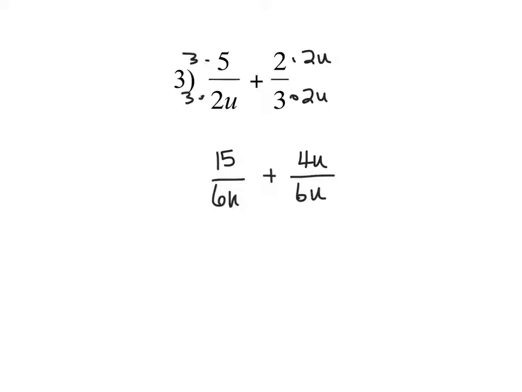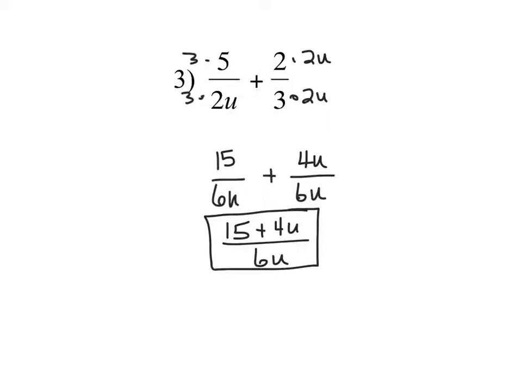Now I can combine the top parts. So 15 plus 4u all over 6u. Now, quick question as you look at this: is there a number that goes into 15 and 4? No, there's not. Do these both have u's? No, they don't. And I am officially done. So I end up with 15 plus 4u, and I can't combine the 15 and the 4 because one has a u and one does not.